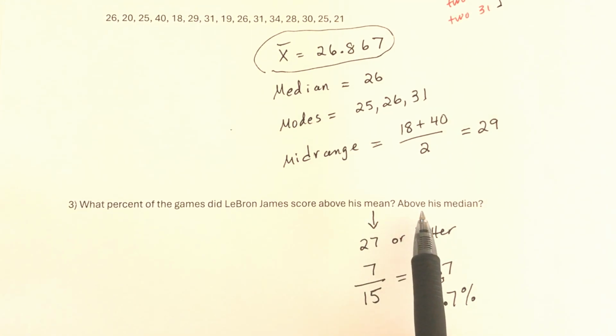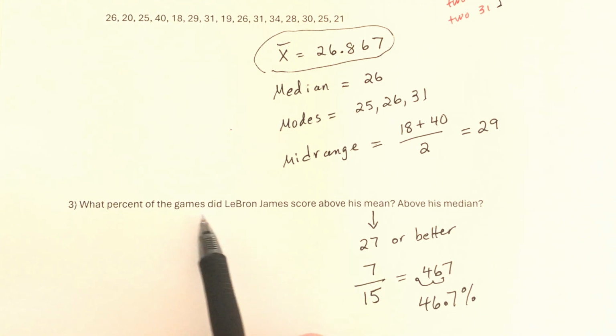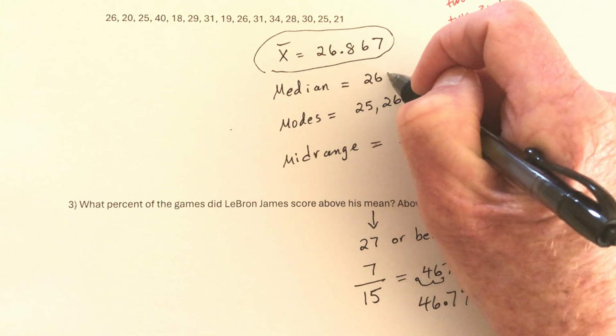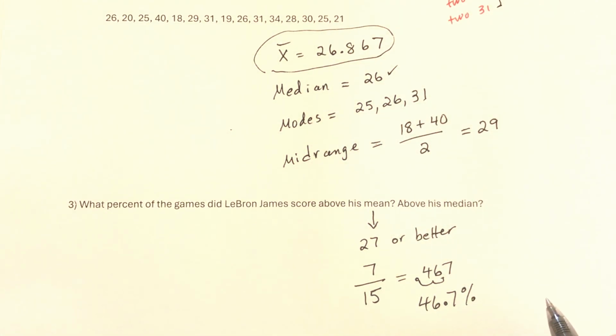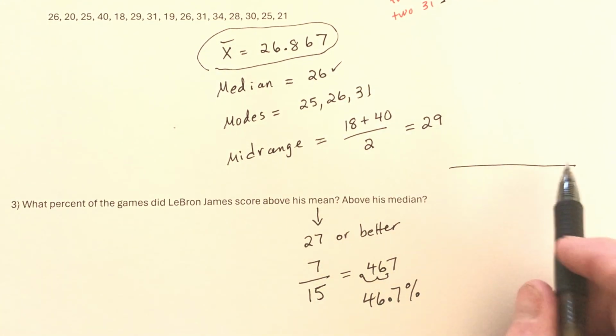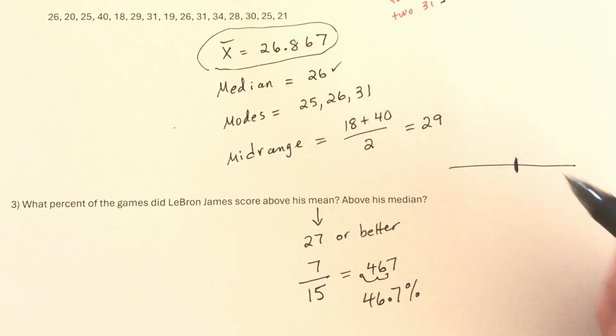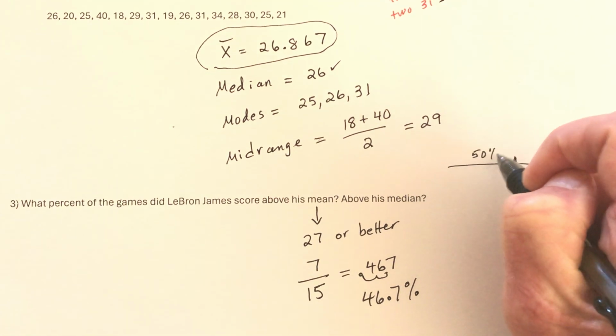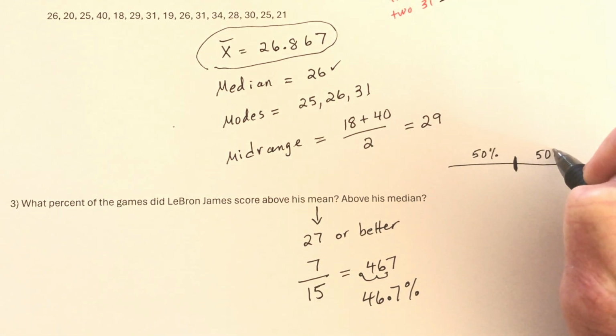The last question is, what percent of the games did LeBron score above his median? So above 26. So that's actually the same, which is sort of what the mean and the median are supposed to do. Because basically if you pretend that all of these are the scores, then the mean and the median are supposed to be in the middle. It's not going to be exactly in the middle every time, but basically it's supposed to be about 50% on the left and about 50% on the right.